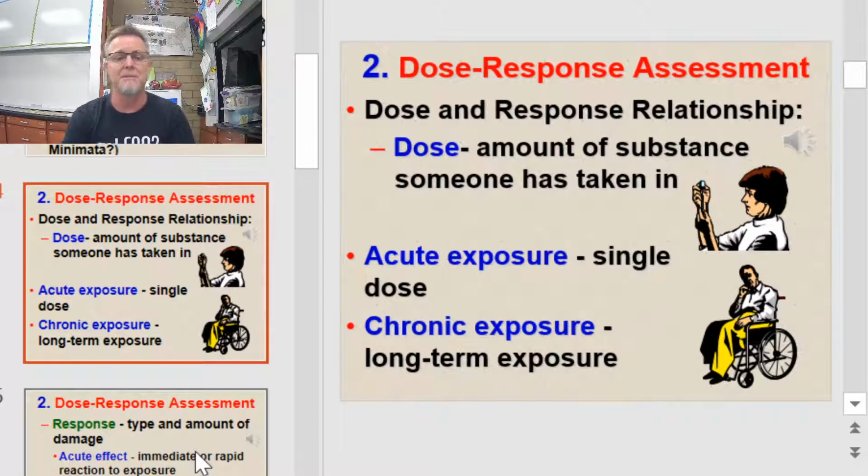Your dose is the amount of a substance someone's taken in. You could have acute or chronic exposure to whatever that is. An acute exposure is a single dose, maybe exposure over a very short time period. Chronic exposure is the exact opposite. It could be a longer period of exposure or multiple doses.